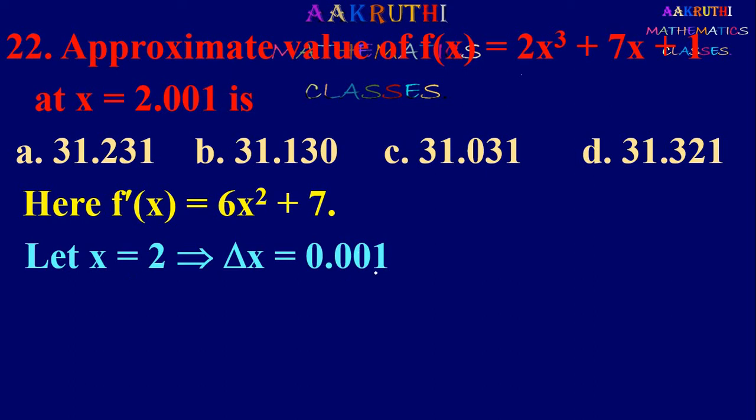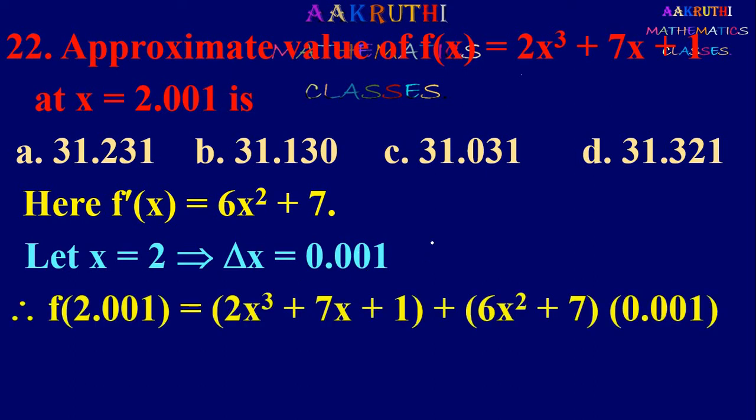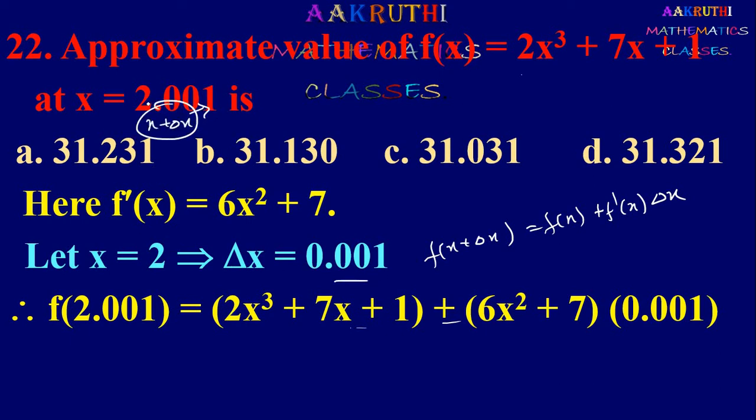So then delta x is 0.001. So we have the formula f of x plus delta x, that is f of 2.001, can be written as f of x, that is f of 2 here, plus f dash x, so that is f dash 2 into delta x. Now here f of x plus delta x is f of 2.001, equal to f of x. F of x is 2x cube plus 7x plus 1, plus f dash x. F dash x is x square plus 7 into delta x. Delta x is 0.001. So this is x plus delta x value, that is x plus delta x is 2.001.